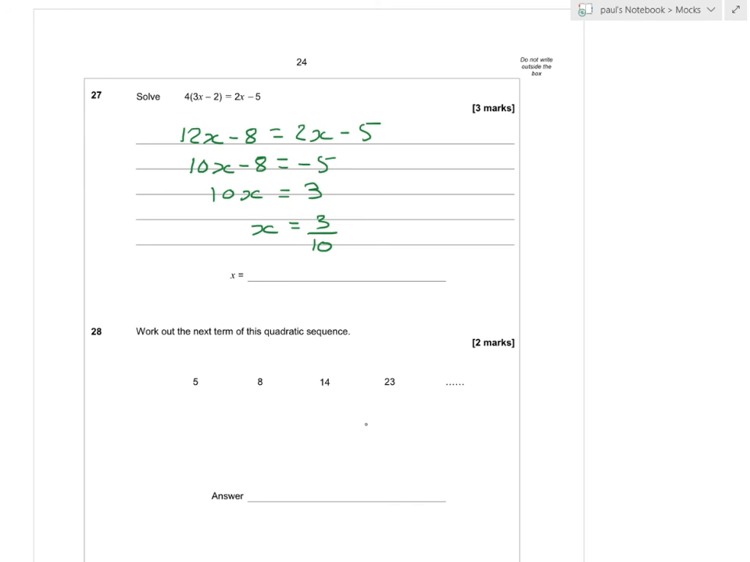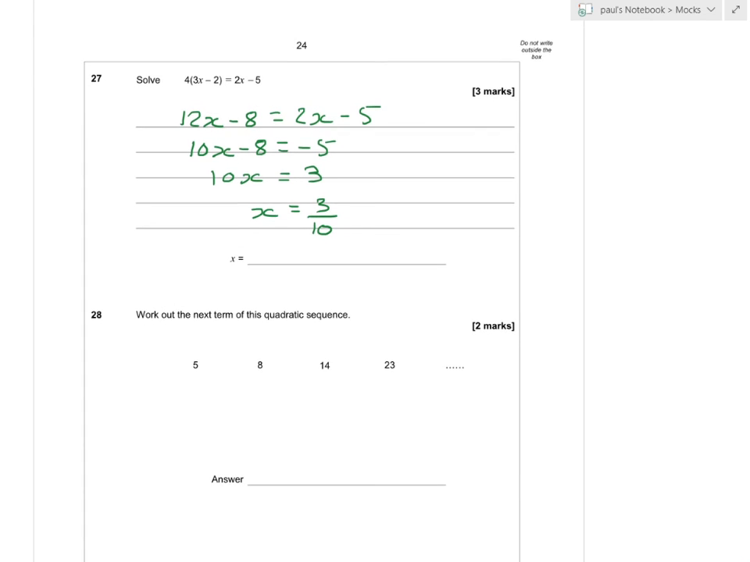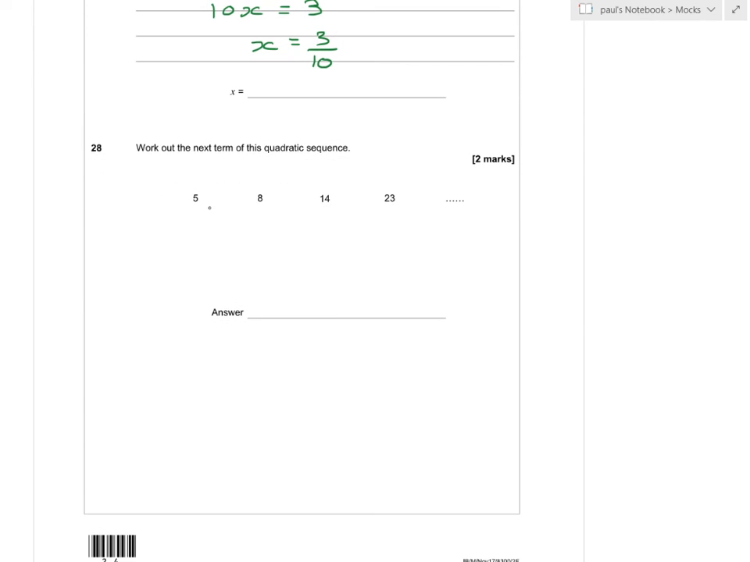Work out the next term of this quadratic sequence. Let's have a look. I only get 2 marks. So we're going to go up 3. We're going to go up 6. We're going to go up 9. So we must go up 12 on that one. So 12 on that is 35.